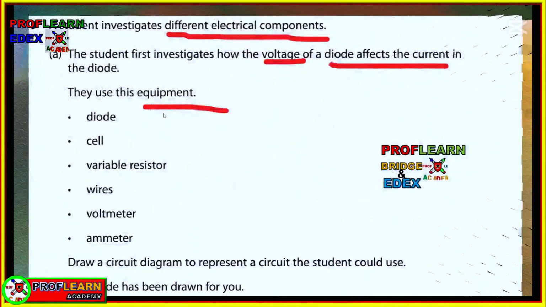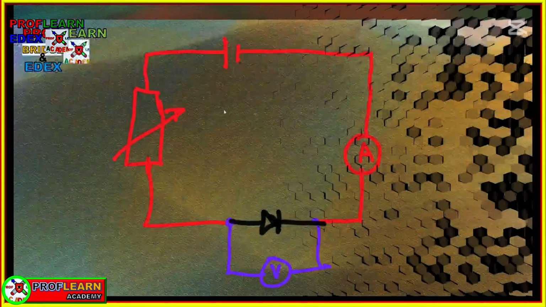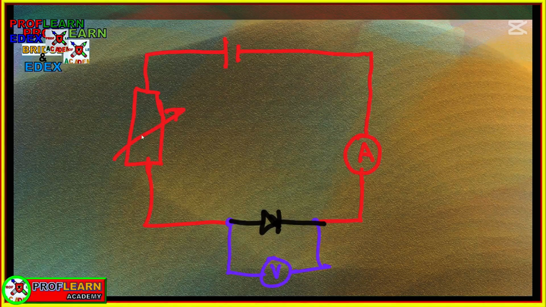We are going to change gear and move to electricity, and these are the equipment that are provided, whereby the student investigates different electrical components. The student first investigates how the voltage of a diode affects the current in the diode, and then we are going to use this equipment. So to draw the circuit, we are supposed to have an ammeter, which is here. We have a variable resistor to vary the amount of current in the circuit. We shall have the cell here, and then we have a voltmeter which is connected in parallel to this device here.